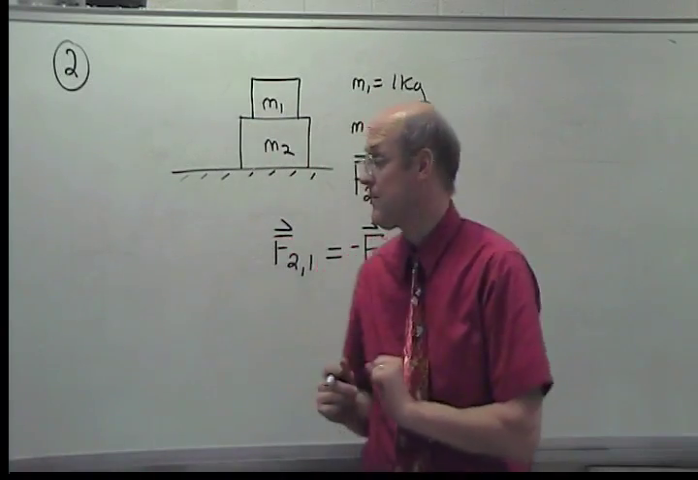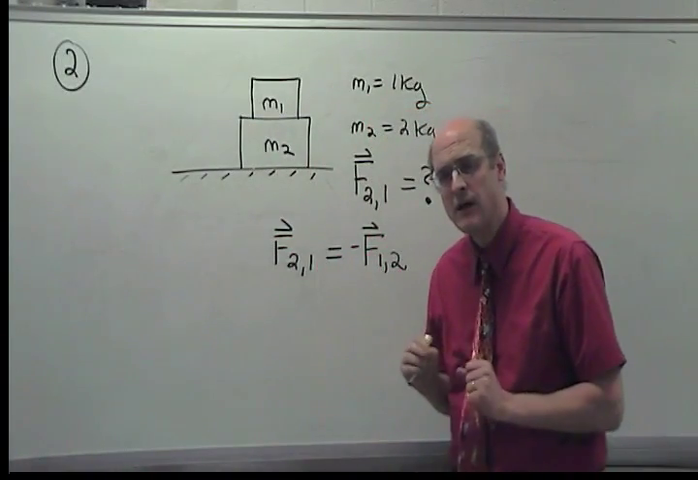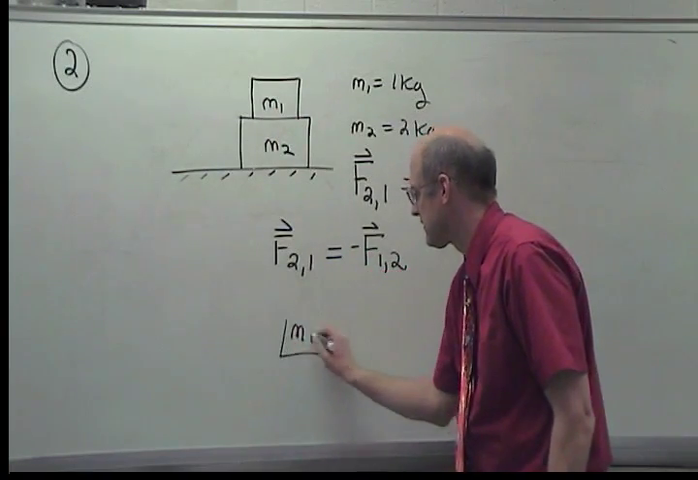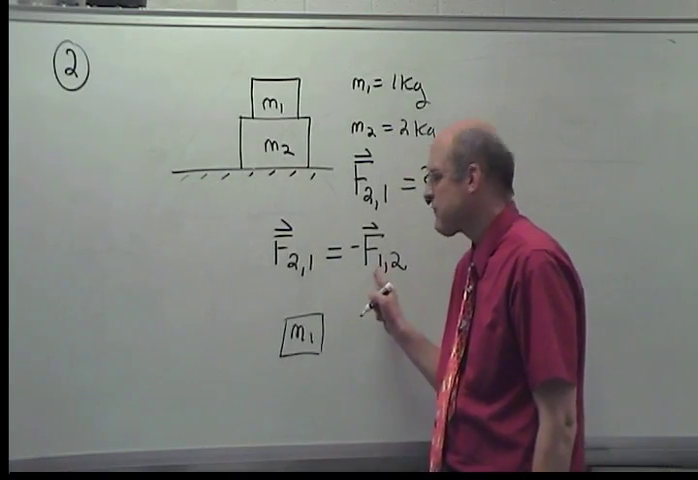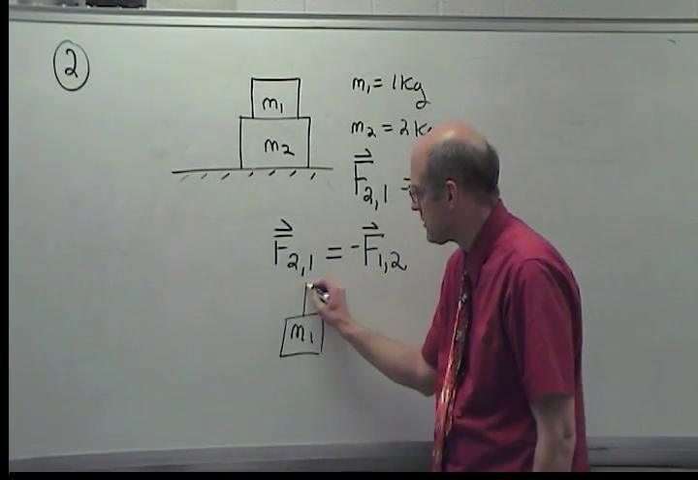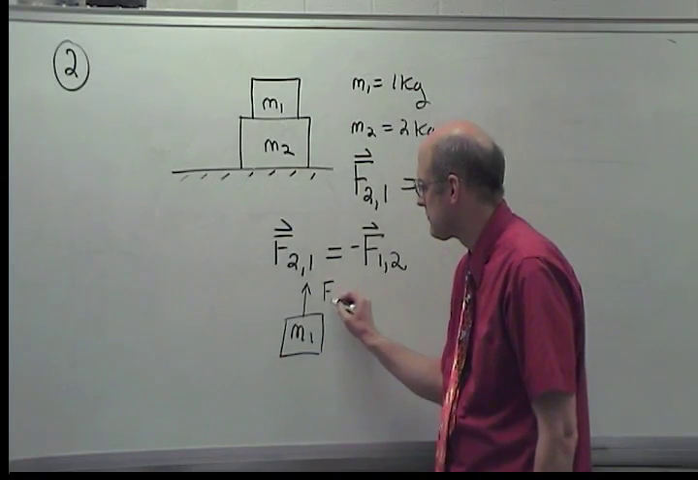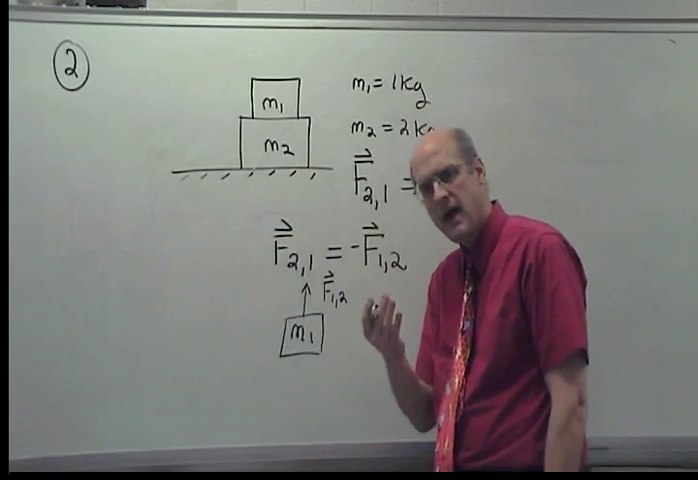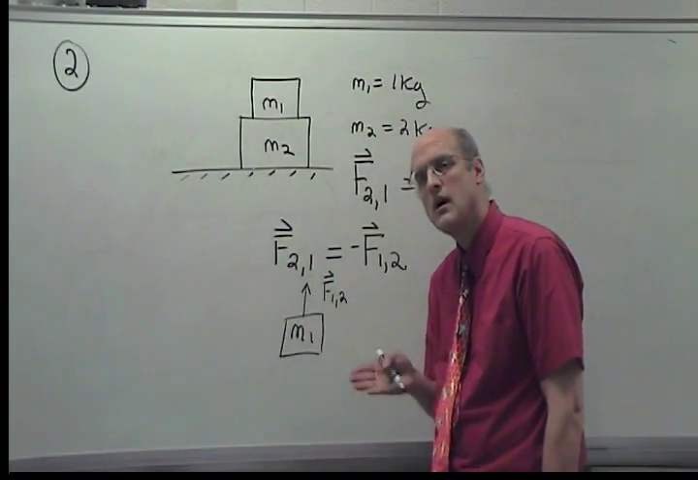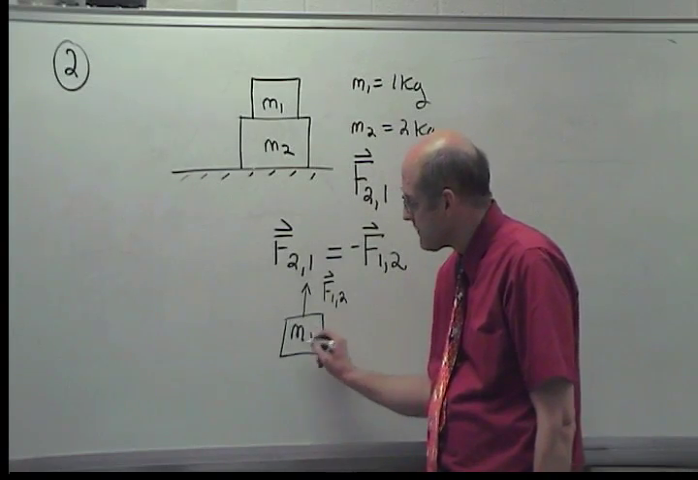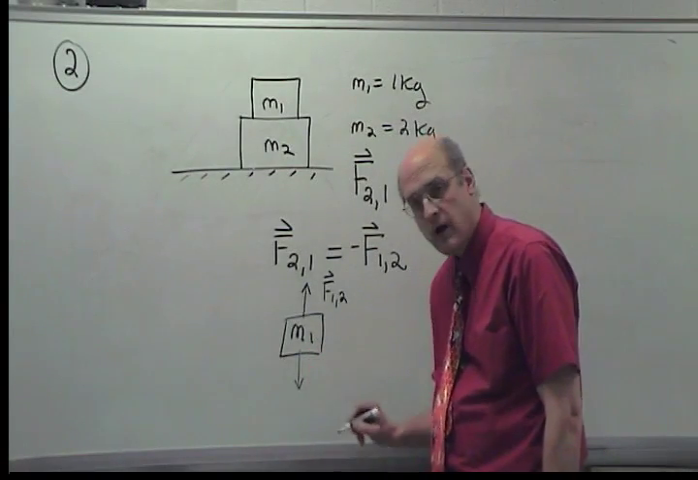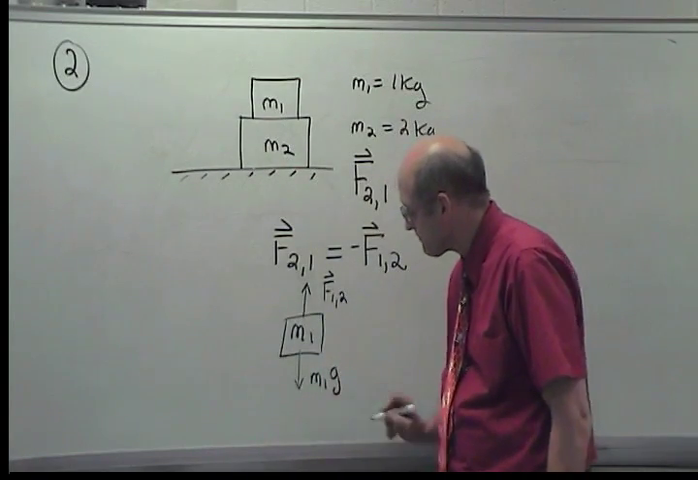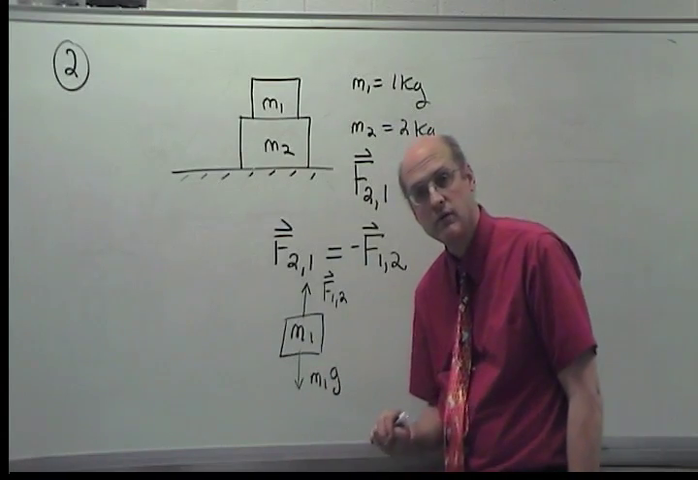So, what we're going to do now is we're going to draw a free body diagram of M1. F12 acts upward on M1. That's an electric force, and it's equal, again, in magnitude to the force on 2 due to 1. Acting downward on M1 is that gravitational force, which I spoke of earlier, M1G. That's the magnitude of the gravitational force.